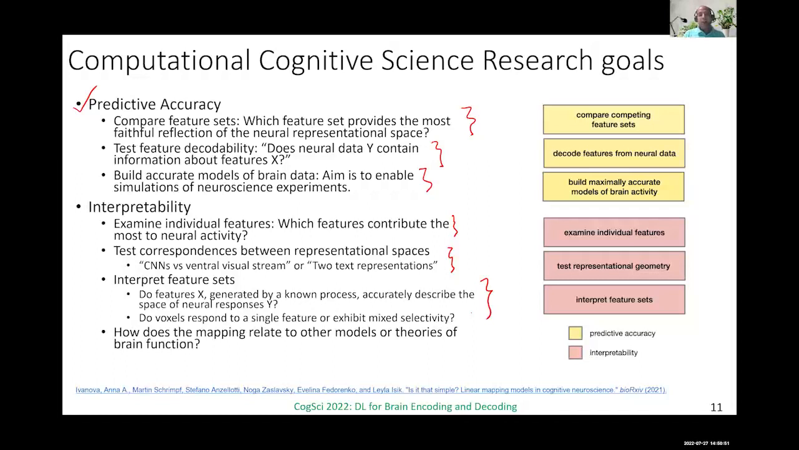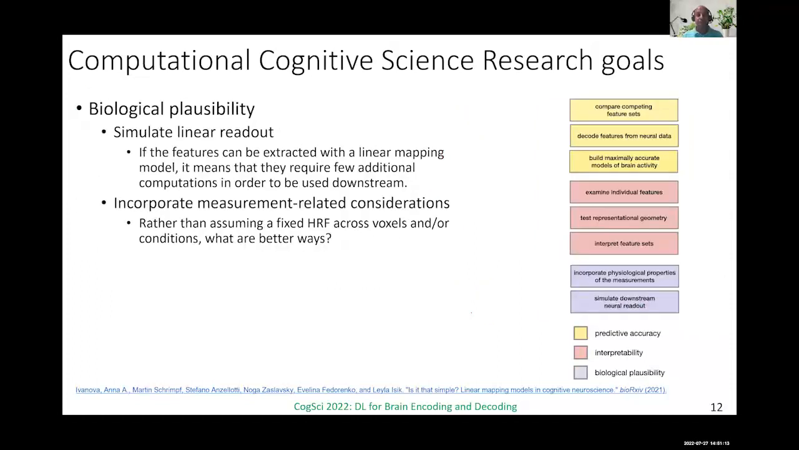And then, of course, lastly, how does the mapping relate to other models or theories of brain function that have been studied for decades? We are in this data era where, in the beginning, people were looking at it from a neuroscience perspective, a biological perspective, and so on. But now you can correlate those kinds of theories with what you observe in actual data. And the third goal is, of course, biological plausibility.